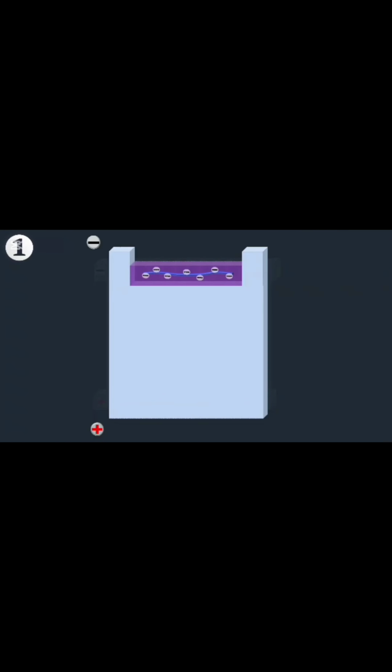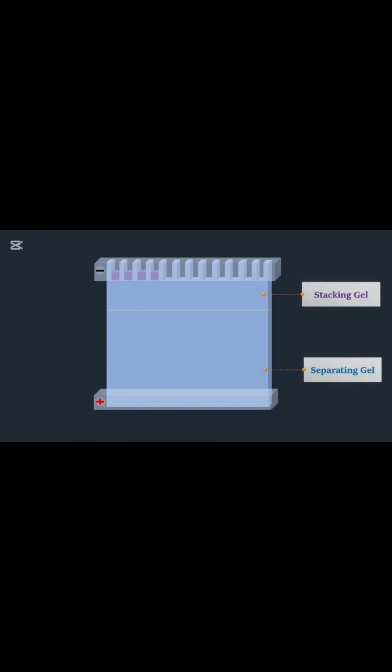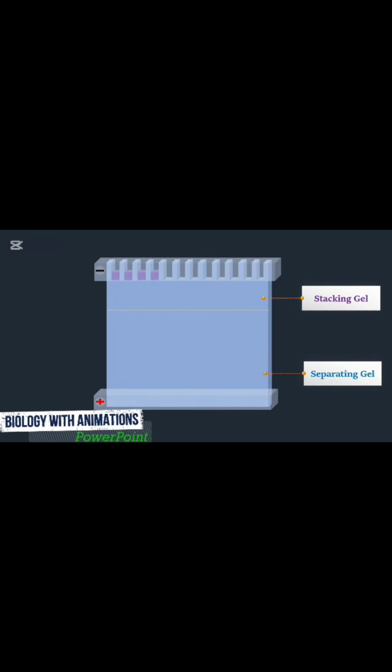After the sample application procedure, an electric field is applied across the gel, causing the negatively charged proteins to migrate across the gel away from the negative electrode and towards the positive electrode. Also, small proteins migrate relatively easily through the mesh of the gel, while larger proteins are more likely to be retained and thereby migrate more slowly through the gel.